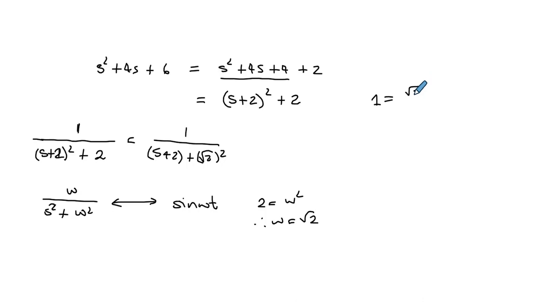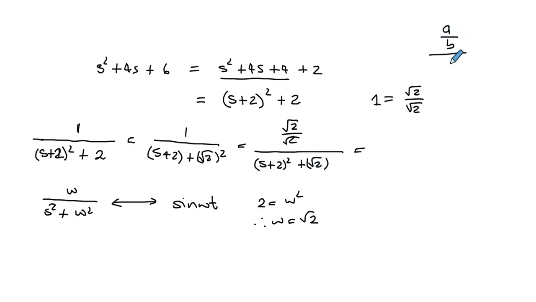Now our problem is that the numerator has got 1 instead of omega, but we know that 1 is equal to square root of 2 over square root of 2. So which means here we've got the numerator being square root of 2 over square root of 2, all over (s plus 2) all squared plus square root of 2 squared. And we know if we've got a over b all over c, this will be equal to a over bc. So you can take your b here to be square root of 2, then we remain with square root of 2 all over square root of 2 in brackets, (s plus 2) squared plus square root of 2 squared.